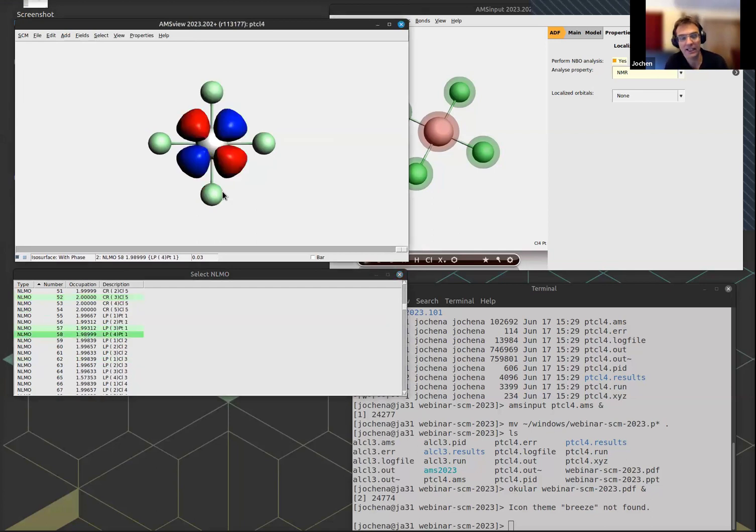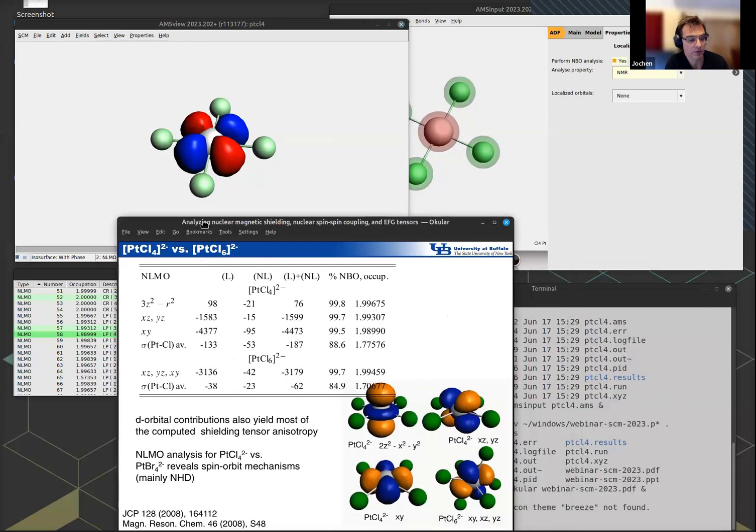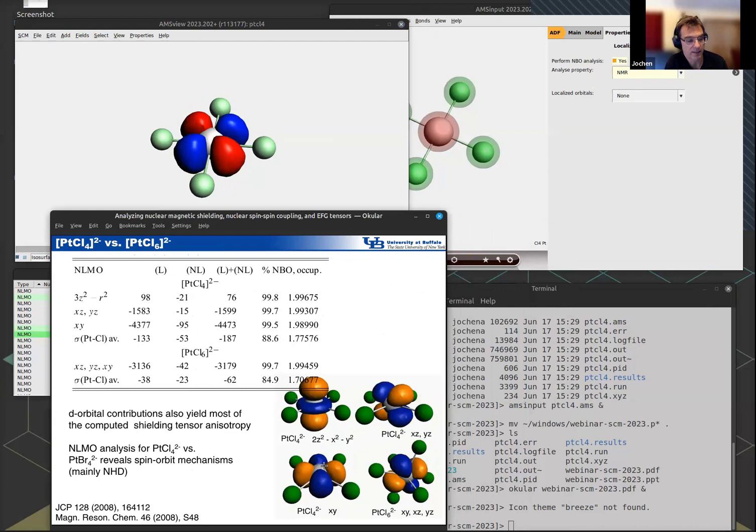So NLMO 58 was the one that produces most of the deshielding around platinum, and that's exactly the one that we identified here as the XY. That's this 44.73, and it was very similar in the modern calculation. So you can pretty much reproduce this table straightforwardly from the calculation just by copy pasting what you can find in the output file.